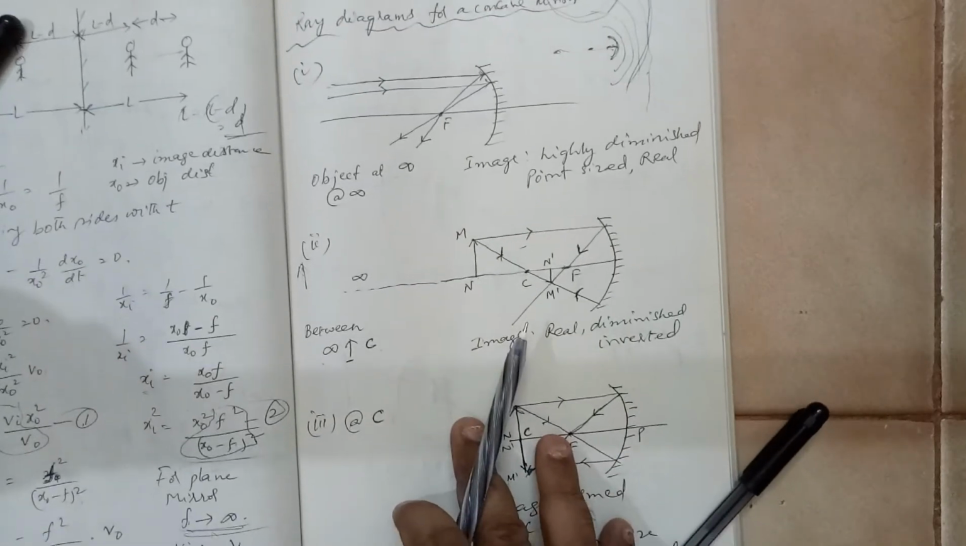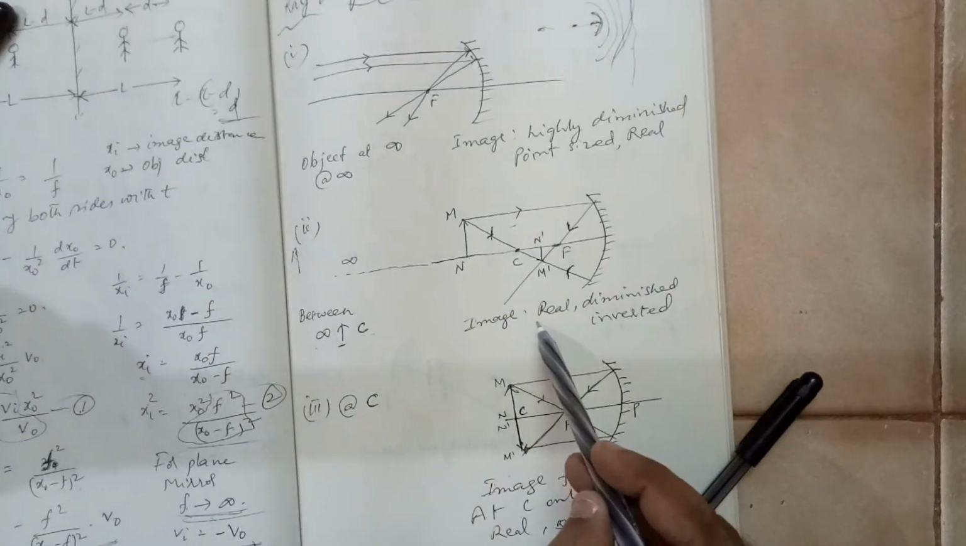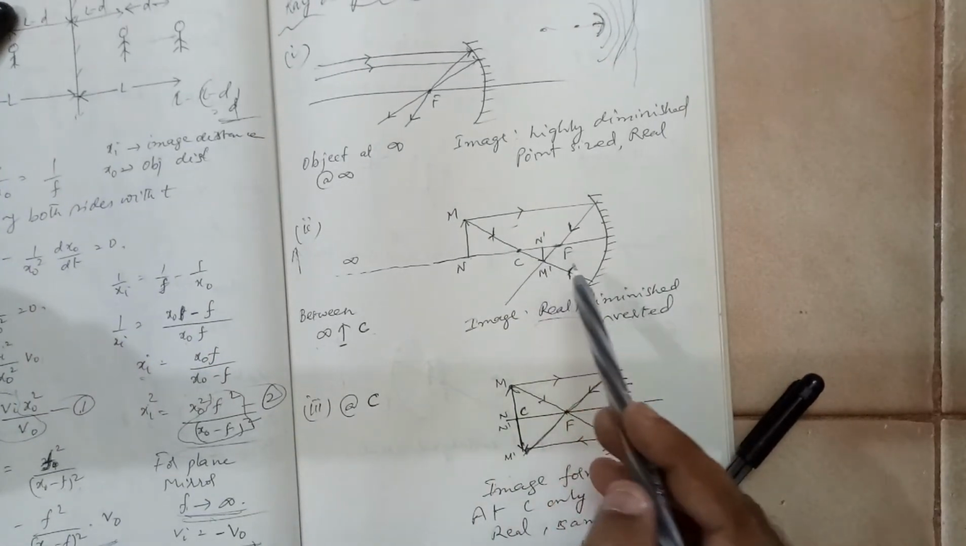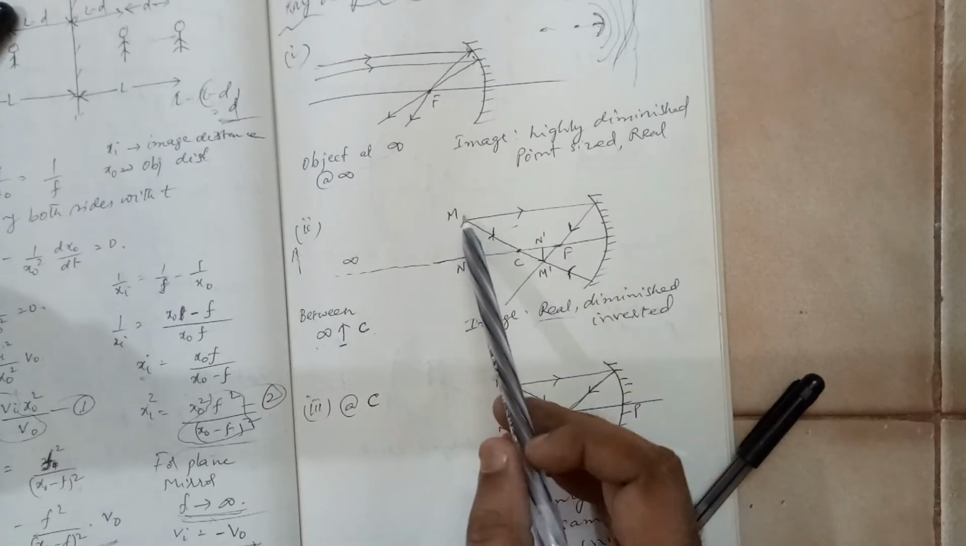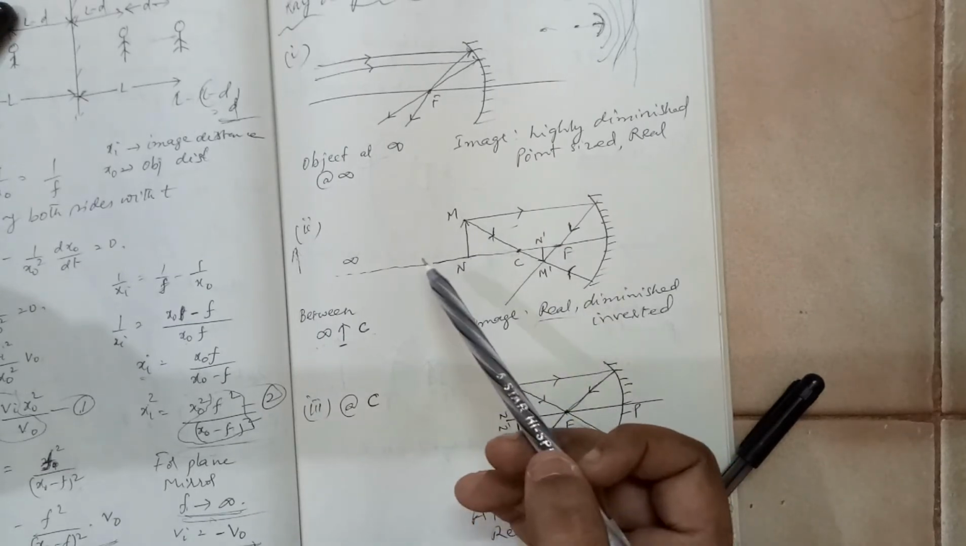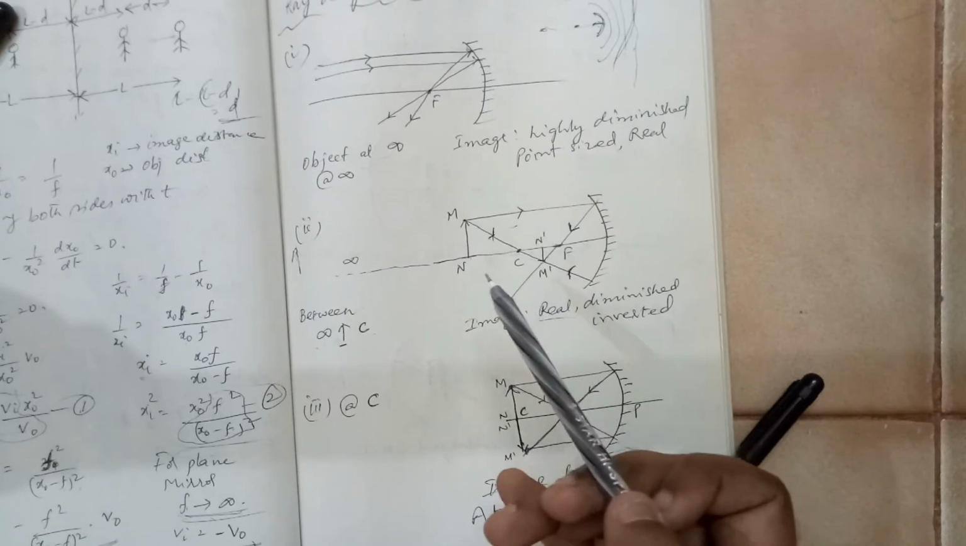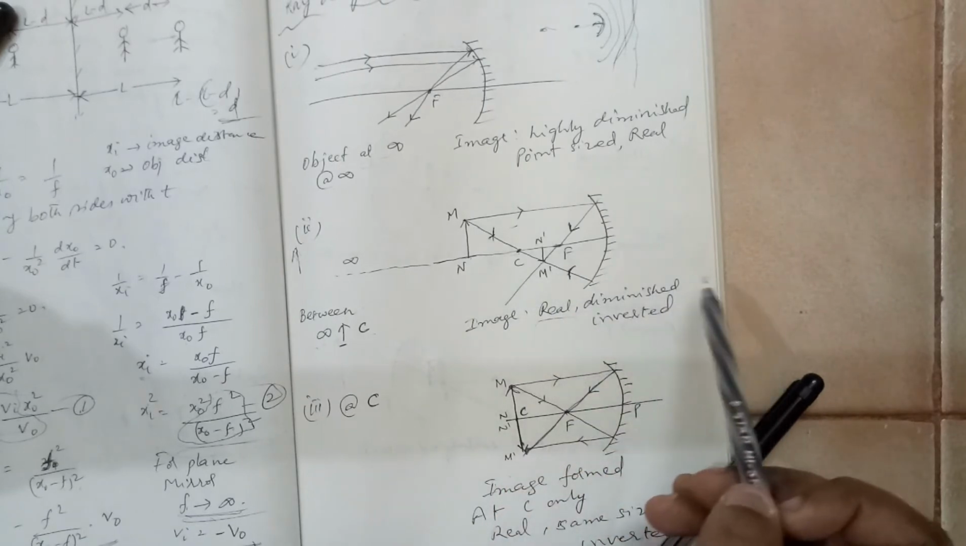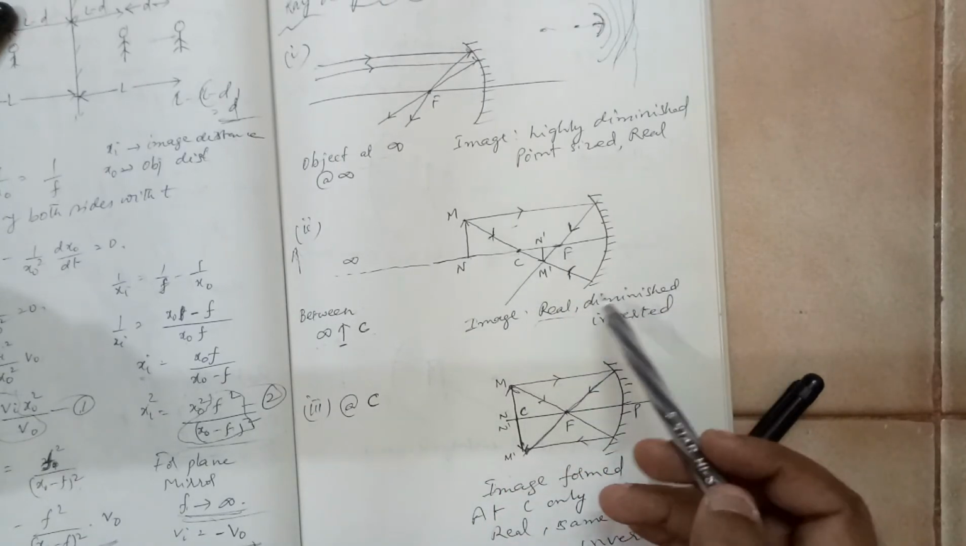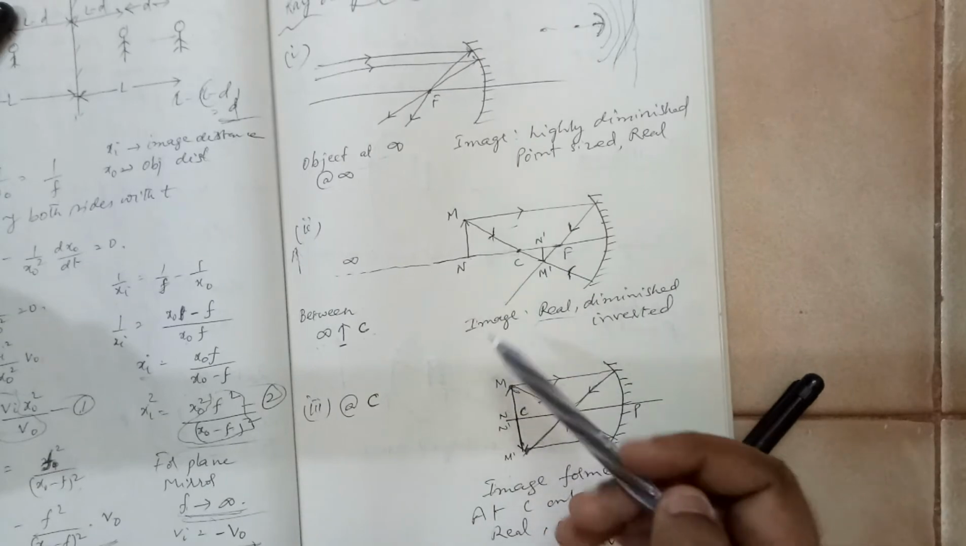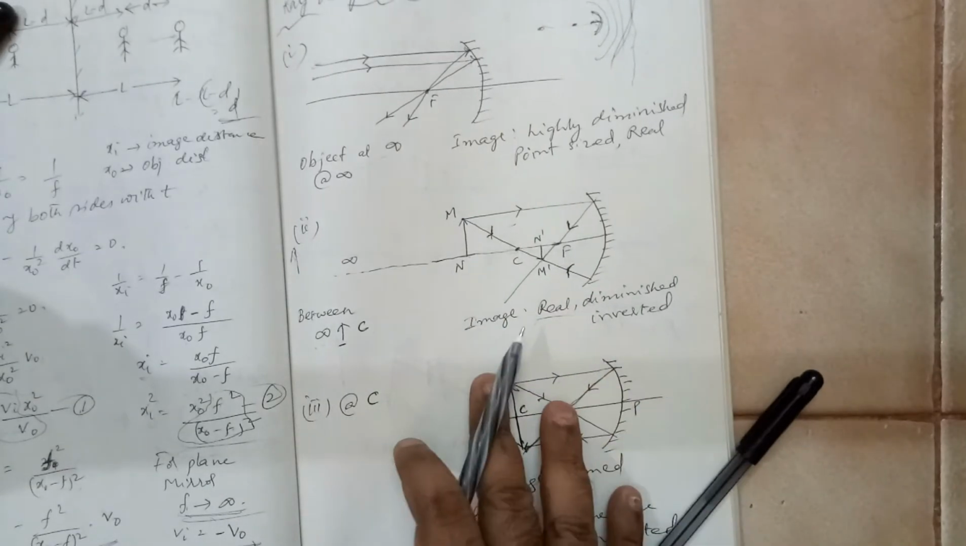So the nature of the image in this case will be real. It is diminished, lesser in size compared with the object. Object, let us say 10 centimeters, image will be 4 or 5 centimeters. That is the meaning of diminished. And inverted, reverse, ulta.